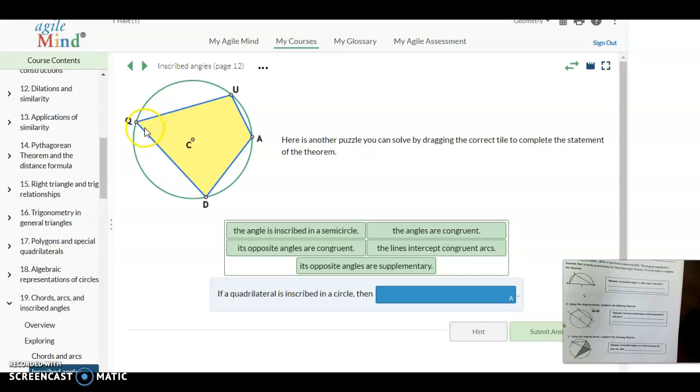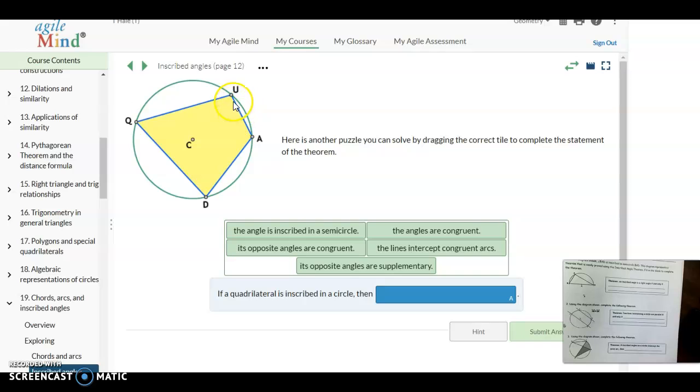So let's look at angle Q. Angle Q is an inscribed angle, so it is half of its intercepted arc. If you follow its sides, you would go to U and D. So it would be half of arc UD. Let's look at the angle opposite angle Q, which is angle A. It's also inscribed because its vertex is on the circle. So it would be half of its arc.